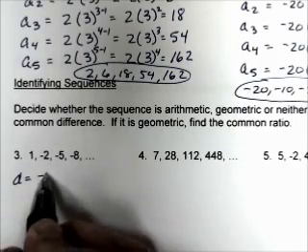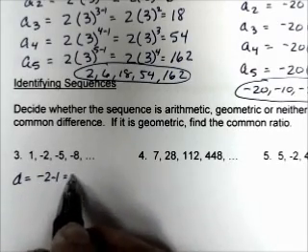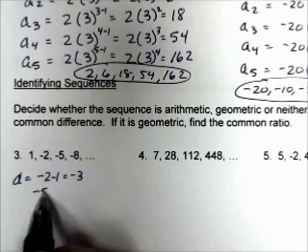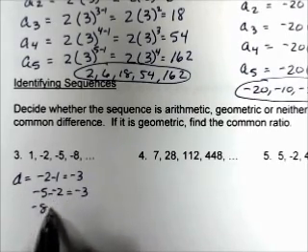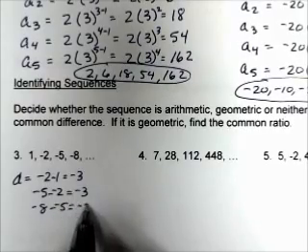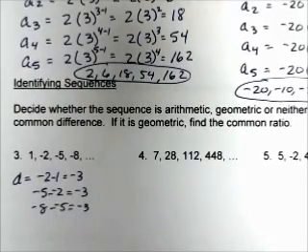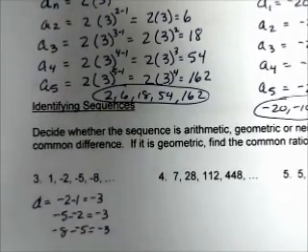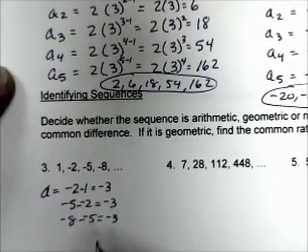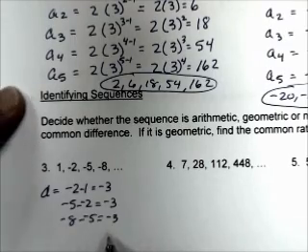If I take negative 2, subtract 1, that is equal to negative 3. Is negative 5 subtract negative 2, negative 3? Yes. Negative 8 subtract negative 5, negative 3? Yes. Okay, so yes, this is arithmetic. Common difference is negative 3.